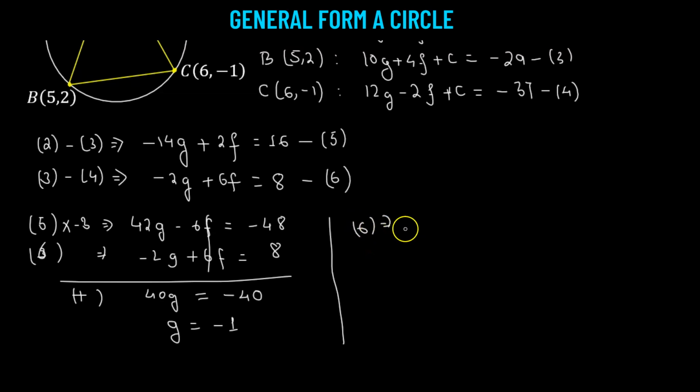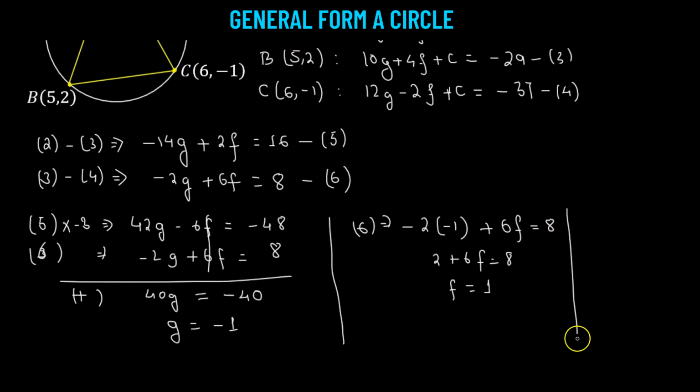So we get -2g, where the g value is -1, plus 6f equals 8. So we have 2 plus 6f equals 8. So solving for f, we get the value equal to 1. Now we have the value of g, we have the value of f. Now we need to find out the value of c.